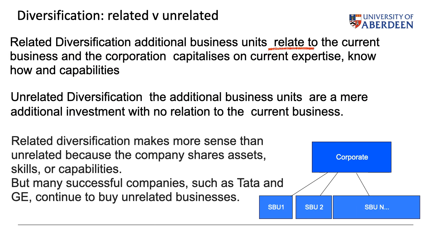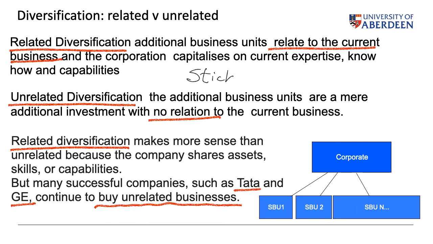Diversification can be related or unrelated. Related diversification refers to an additional business unit that is related to the current business of the corporation and that capitalizes on the current expertise, know-how, and capabilities. Related diversification is reflected in the old saying that says, stick to what you know.